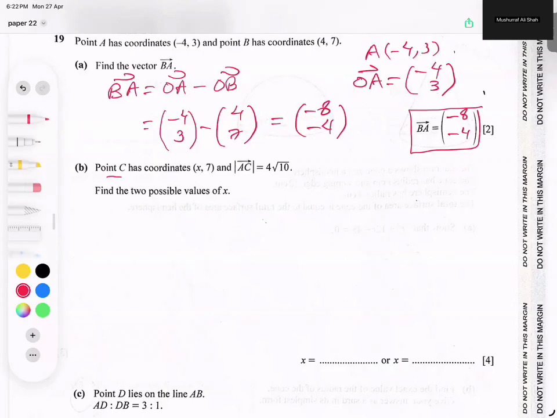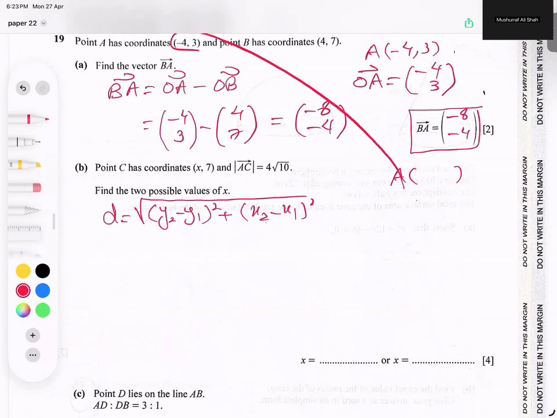Point C is the coordinate 0, 7. And AC length is given, this one. So because length is given, okay, students, we can apply the distance formula. And the distance formula, I just write first of all for you. So the formula is y2 minus y1 whole square plus x2 minus x1 whole square. Okay, length of AC I'm applying. I must need A coordinates. A coordinates we have on top, negative 4 and 3. And C coordinate we have available, x and 7. We can see from here. So I'm applying, and the best way.